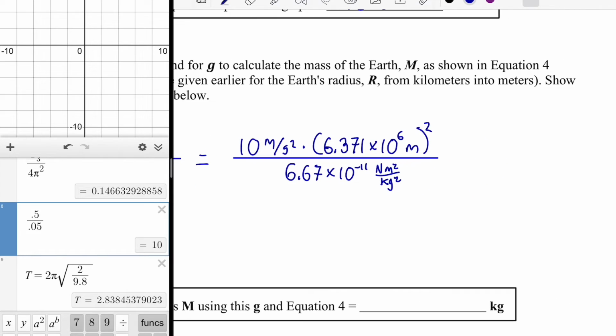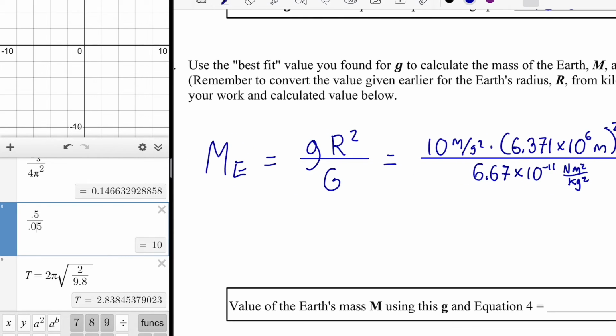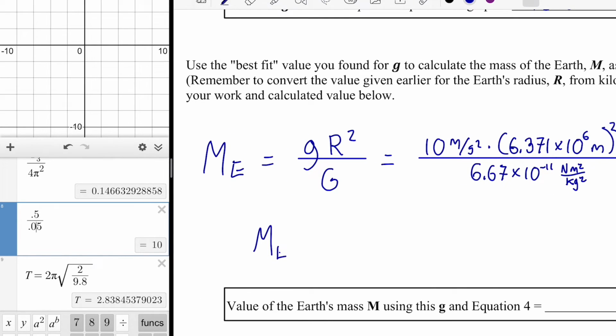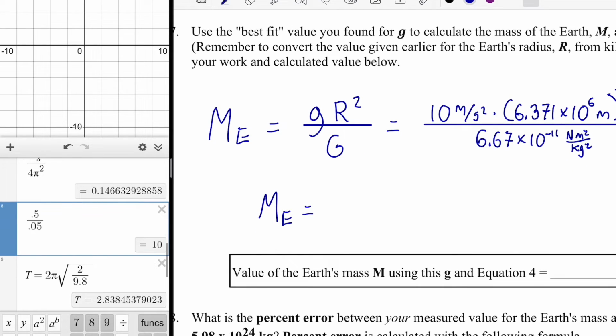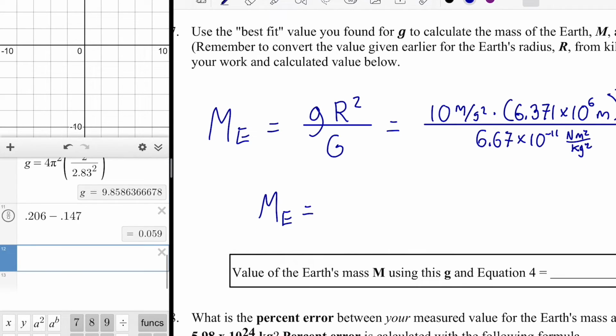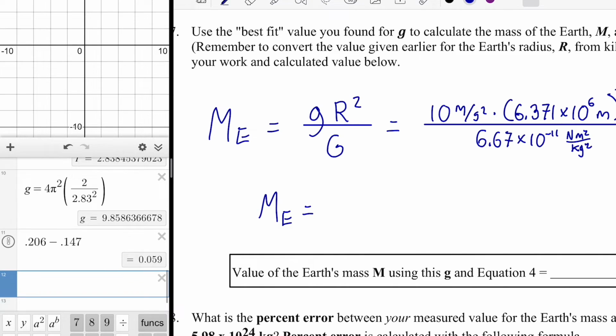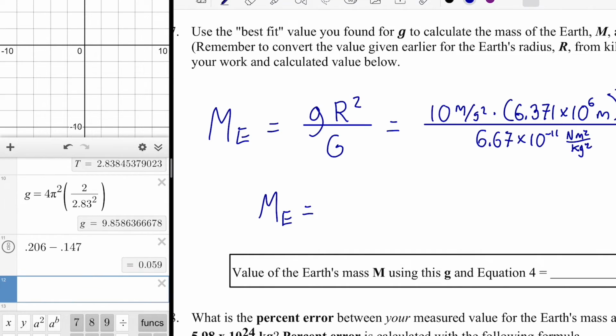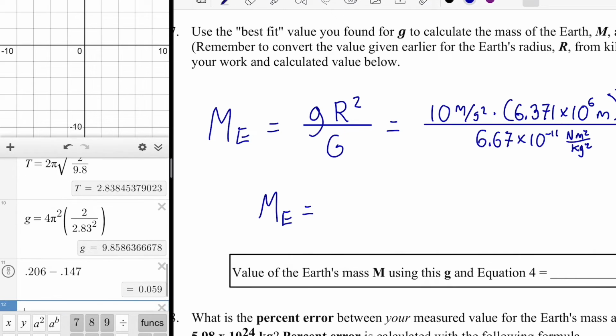Which are all reported in the lab, right? But those are the correct units. So let's actually then get our experimentally estimated, you can say experimentally measured mass of the Earth. So I'm going to go down to make that calculation. Our slope gave us precisely 10, so I didn't save that value.